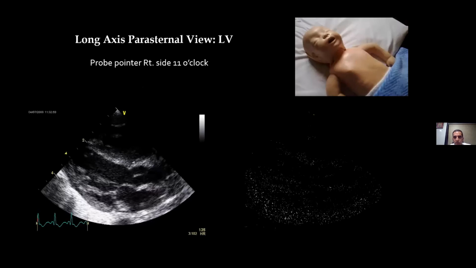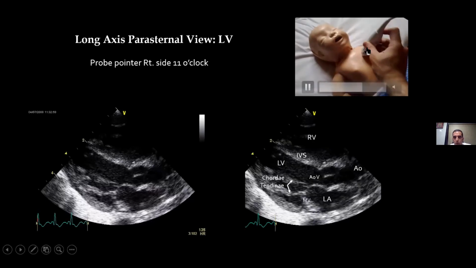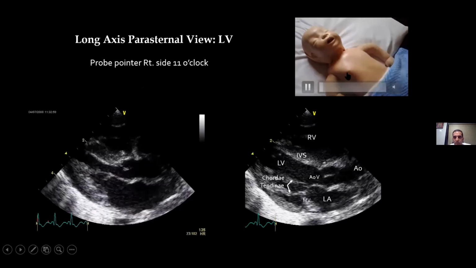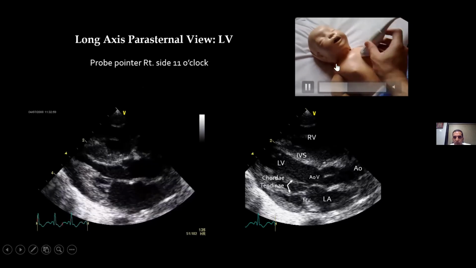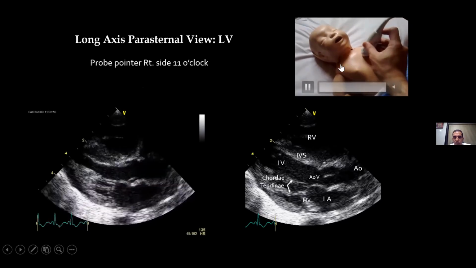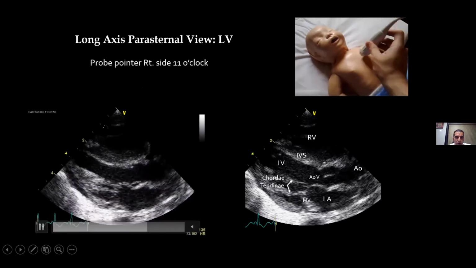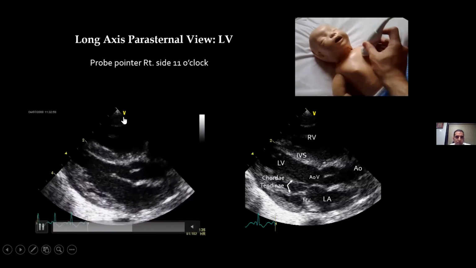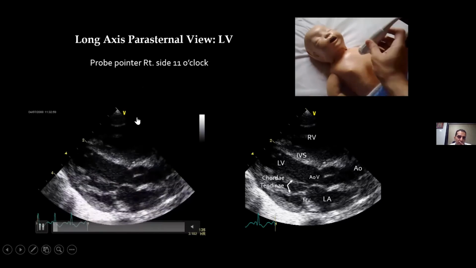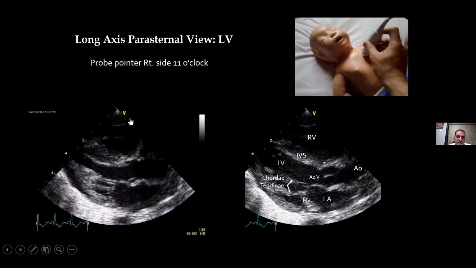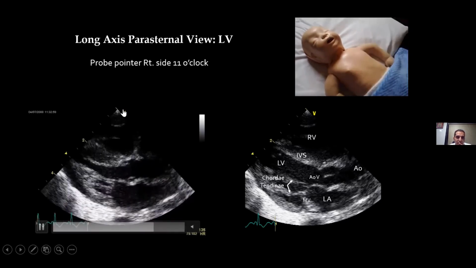So now see the pointer of the probe. Probe is kept at the nipple line. Pointer of the probe is facing the 11 o'clock position, that is towards the right shoulder. And now you can see this probe orientation marker is up. So only for the apical 4 and 5 chamber view, it was down. Otherwise, it is still on the left side of the screen and it is up.